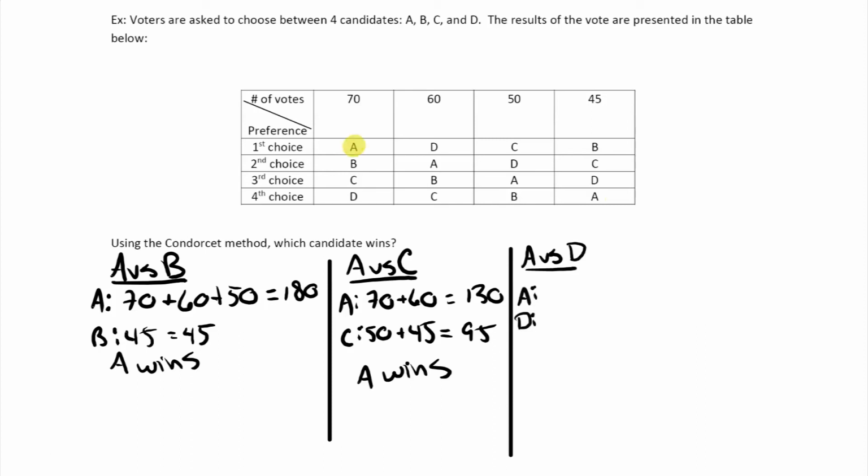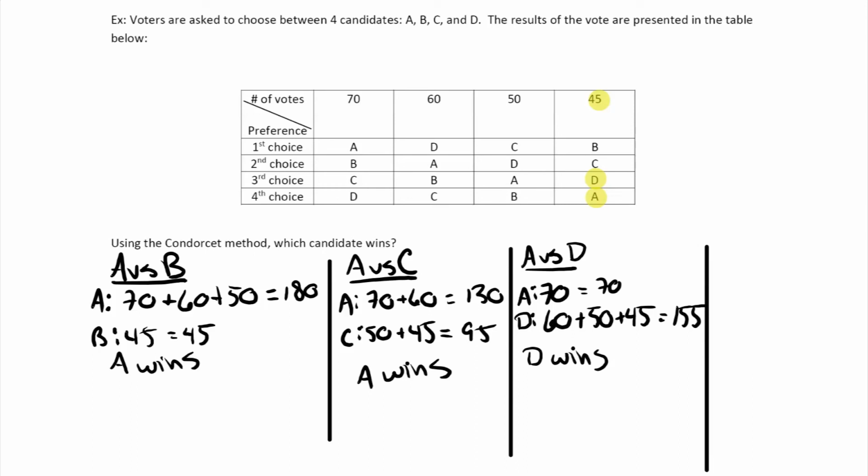In the first column, A is top, D is at the bottom, so A will get those 70 votes. In the second column, D is at the top and A is right underneath, so the 60 votes will go to D. Third column, D is again above A, so those 50 votes will be going to D. And in the fourth column, D is again above A, so the 45 votes will also go to D. So this time, A only has 70 votes, but D has 155. Therefore, we can say that D wins in that case.